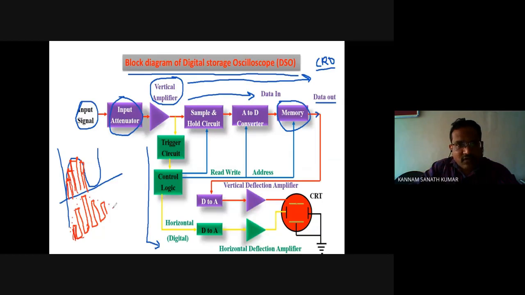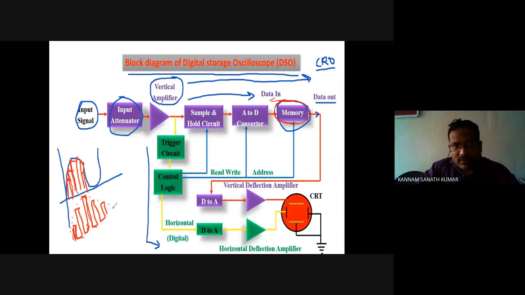So what will the ADC do? The ADC will convert these pulses from the sample and hold circuit to a digital signal. First the analog signal is discretized into a series of pulses, and after that it is given to the ADC. It will convert the series of pulses into digital signals, and the output of the ADC is digital data, no? So the data input is given to memory. If you want to store some digital values, they will be stored in the memory, and this is data out.